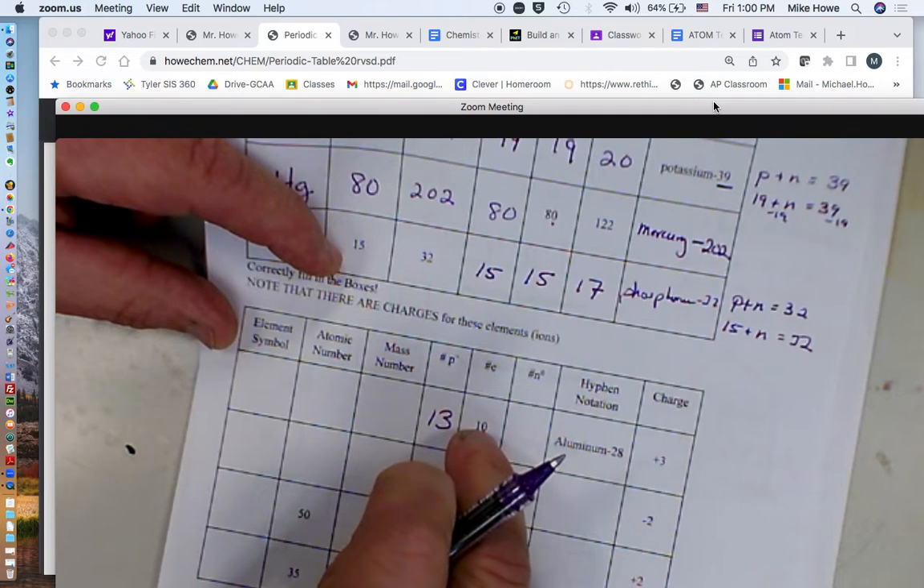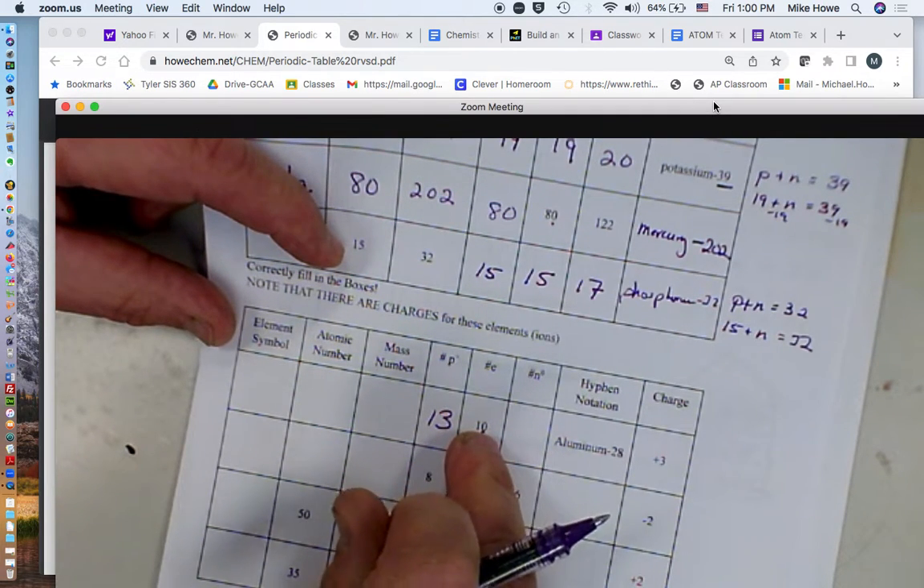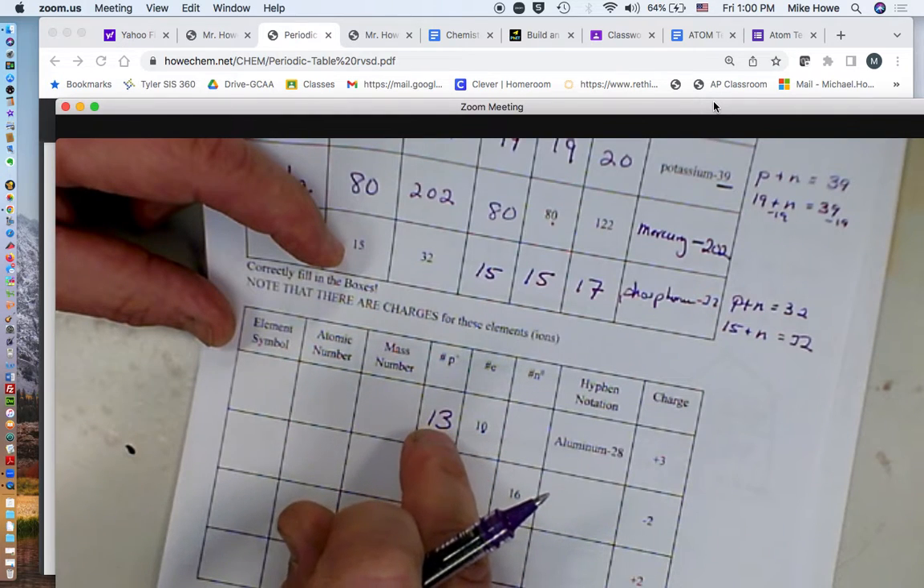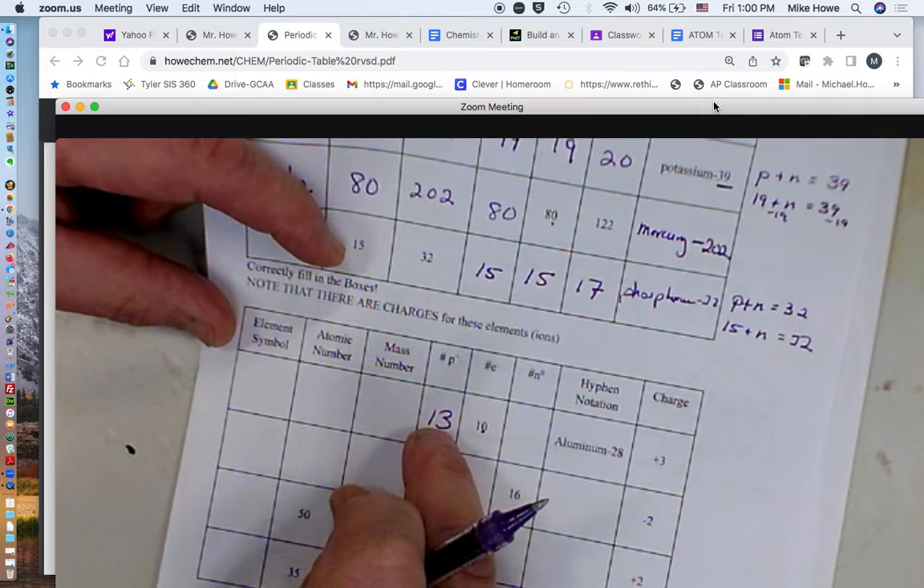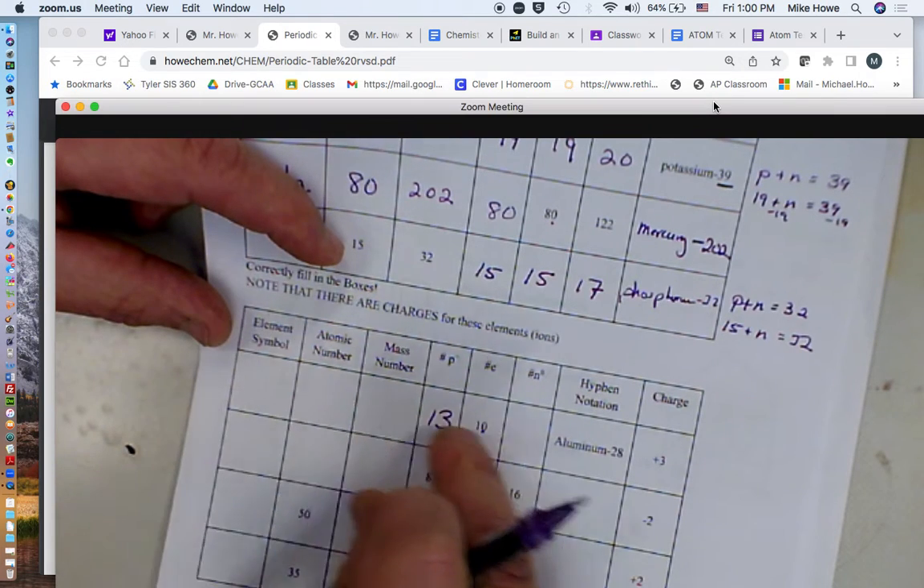And 13 electrons would be what it has when there's no charge, and so if there's no charge, the electrons equal the protons, and that's how you can tell there's 13. As on computers, there's multiple ways to cut and paste and stuff. So there's multiple ways to get to these numbers as well.